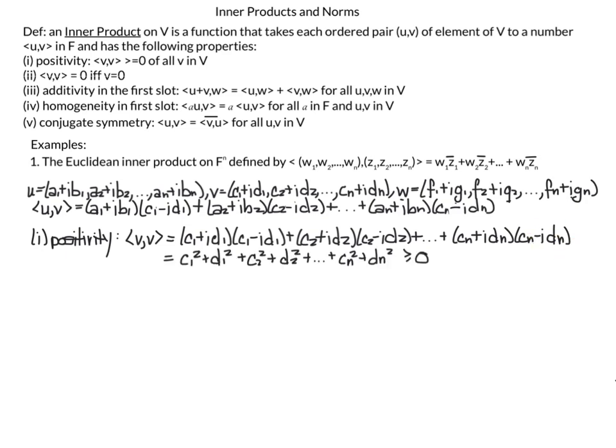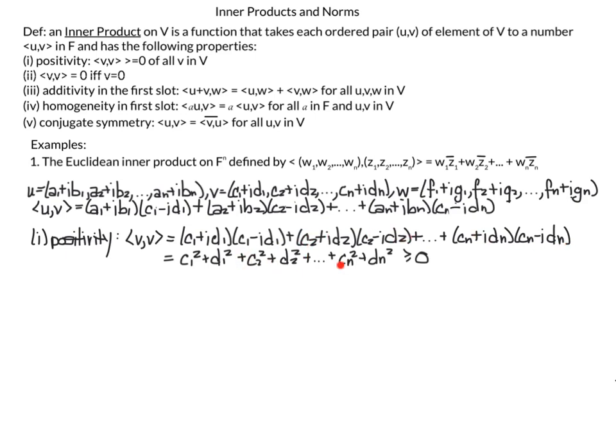When I do the algebra here, I'm going to get c1 squared. Here I get minus i c1 d1, but I also have here plus i c1 d1. So those cancel out. And then these two i's give me a negative, which cancels with this, which will give me a positive d1 squared. I go down for c2, and I get c2 squared plus d2 squared for this term.